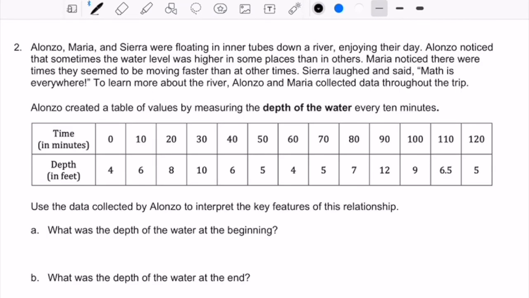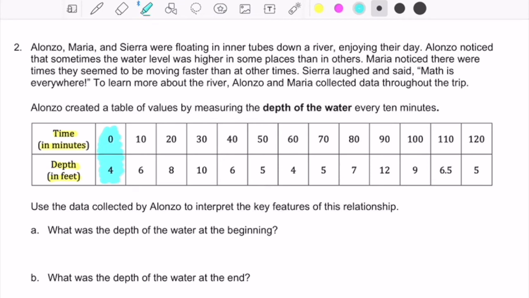All right, the last problem for today describes a situation where 3 friends are floating in a river, and they're noticing that the water level is higher in some places than in others. And so the table here represents the time in minutes and then the depth of the water in feet. We're going to use this table to interpret the key features of the relationship. Remember that time equals 0 represents what's happening at the start.